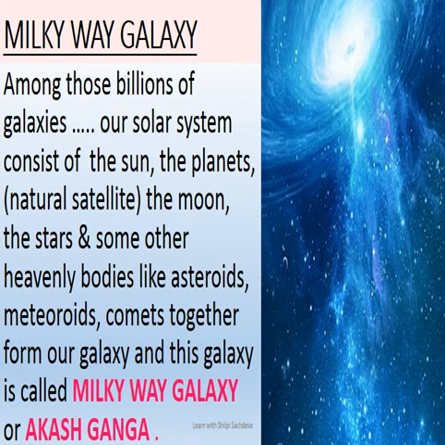There are millions of galaxies in the universe. Scientists give different names to them. Among those billions of galaxies, our solar system, which consists of the sun, the planets, their natural satellites, stars, and some other heavenly bodies like asteroids, meteoroids and comets, together forms our galaxy, and this galaxy is called the Milky Way galaxy or Akash Ganga.